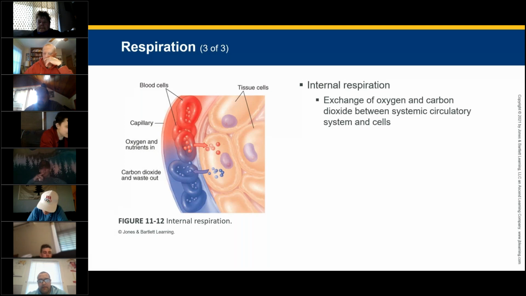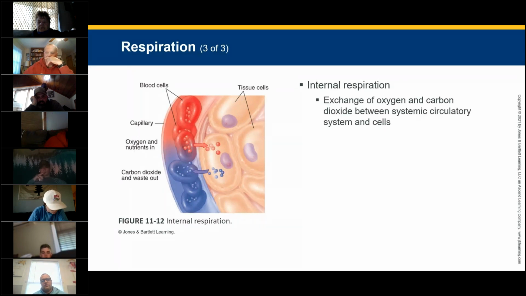Internal respiration is the exchange of oxygen and carbon dioxide between the systemic circulatory system and the cells of the body. Oxygen passes from blood in the capillaries out to the tissue cells. Carbon dioxide and cell waste will pass from the cells into the capillaries, where they're then transported via the venous system back to the lungs.